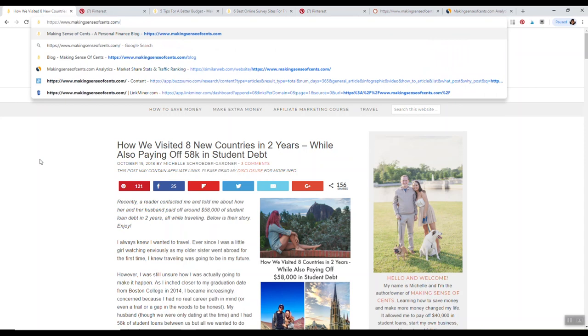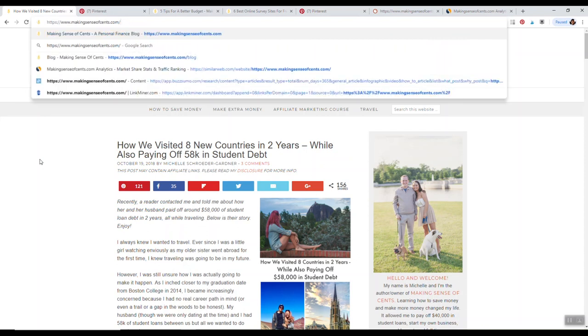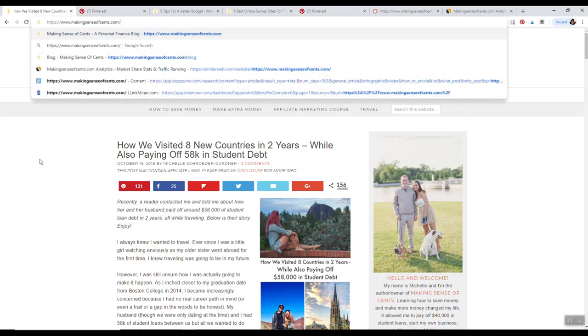For example, if you have a whole section of review sections, it could be review/coupons, and then the name of a coupon post, or, she's big on surveys, so surveys/ and then the post title for a survey. That's a good way to help search engines orient and structure your website so it conceptually understands what it's about.